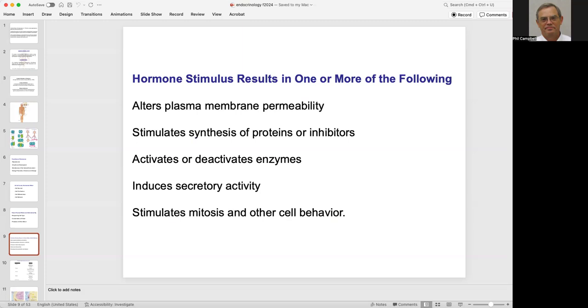Number one, maybe it alters plasma membrane permeability. We've already discussed this. This is the postsynaptic membrane on the synaptic cleft, right? It is a chemical gated channel. There's a receptor on this transport protein. When it's occupied by a neurotransmitter, which is also a hormone, what happens? It changes the permeability. In the case of a chemical gated channel for sodium, it opens, and sodium flows into the cell across the postsynaptic membrane down its concentration gradient. So it's altering the permeability of that membrane.